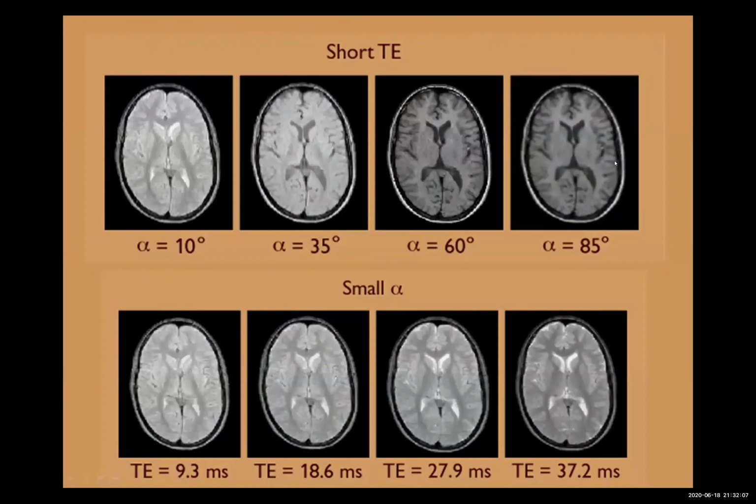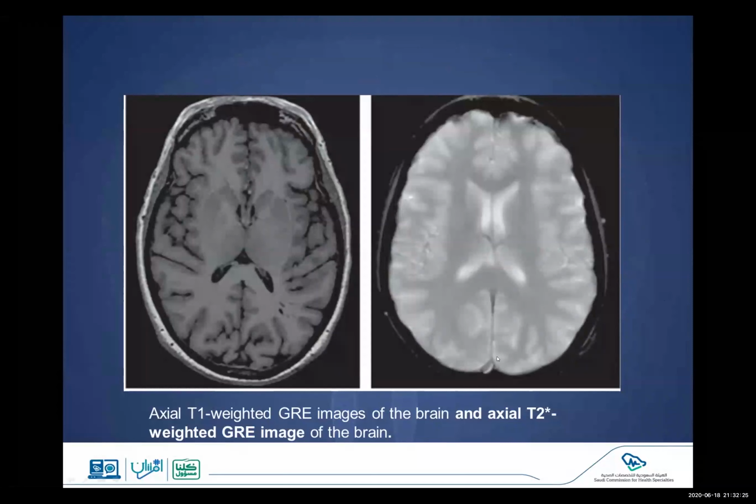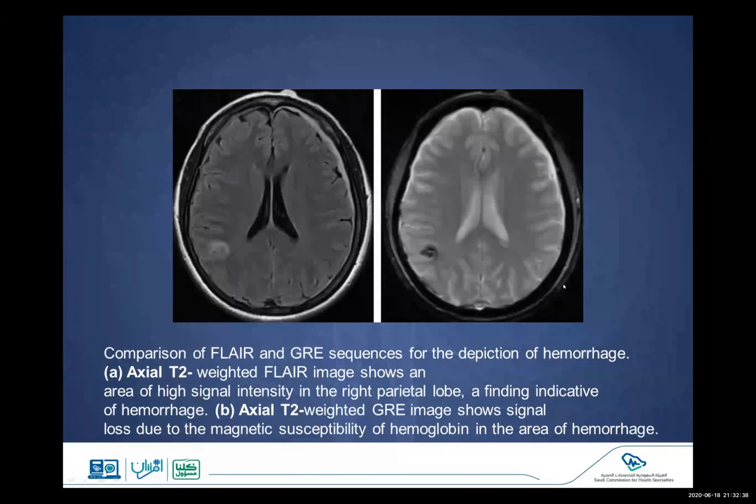The larger the flip angle, the more T1 weighting in the image. And keeping the flip angle small and increasing echo time, we will have more T2 weighted images, or in this case, we call them T2 star images. So this is a comparison between a T1 gradient and a T2 star, both are gradient echo sequences. And the difference is made by just selecting a different flip angle and imaging parameters.